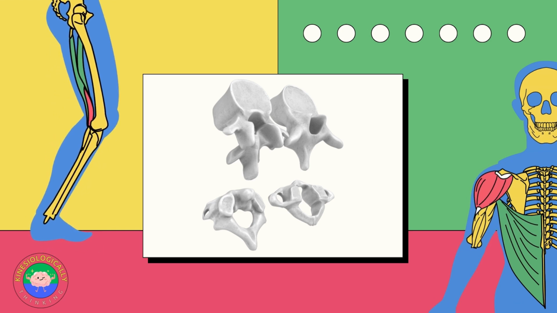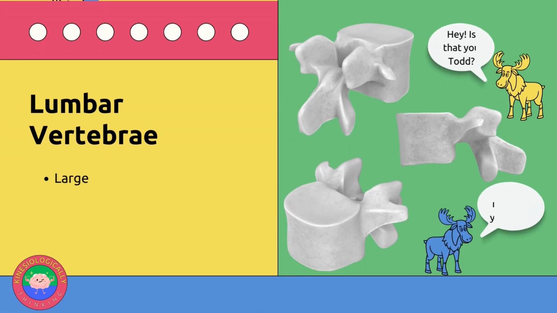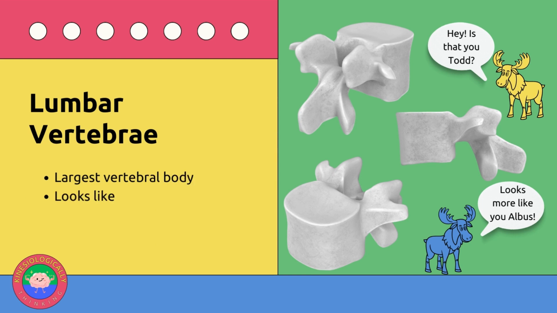Starting off with our big guys, we have the lumbar vertebrae. Note that these vertebrae have the largest vertebral bodies, and their processes make it look exactly like the head of a moose. So, if you have to identify these vertebrae, just remember big, thick vertebral bodies and look for your moose friend Todd or Albus.